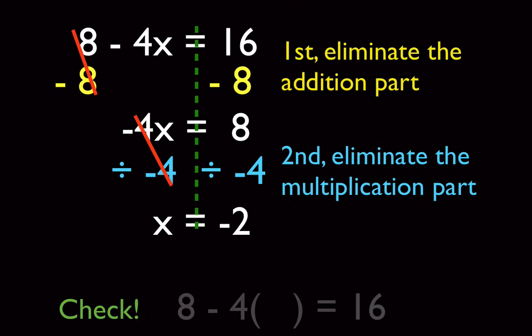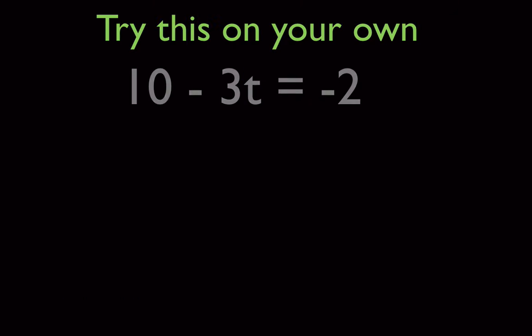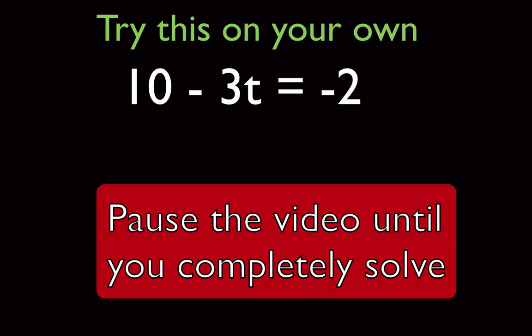At that point, we're going to check our answer. Plugging negative 2 in where the x is, we're going to end up with 8. Negative 4 and negative 2 make positive 8, so 8 plus 8 is 16. All right, so we're going to go ahead and try this one on our own right now. Pause the video. After you try it, you can try either rearranging it the way we had talked about, or you can just solve it straight the way it is. Either way is good. So hit play when you're ready.